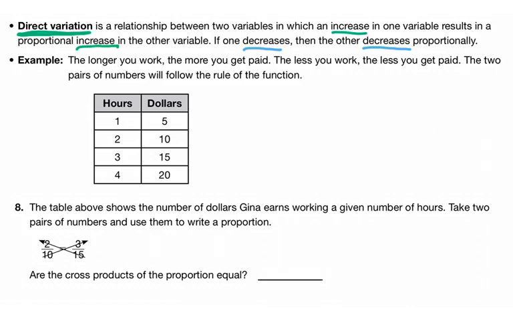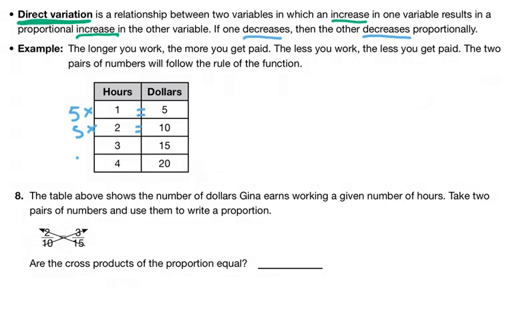So for this one, for every hour that you work, you'll get paid $5 an hour. So 5 times 1 equals 5. 5 times 2 equals 10. 5 times 3 equals 15. And 5 times 4 equals 20. So it's always going to increase by the same amount every time you go up.